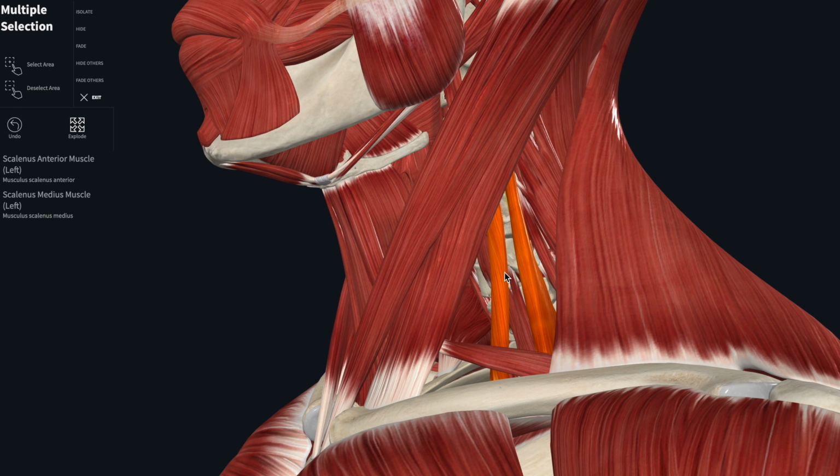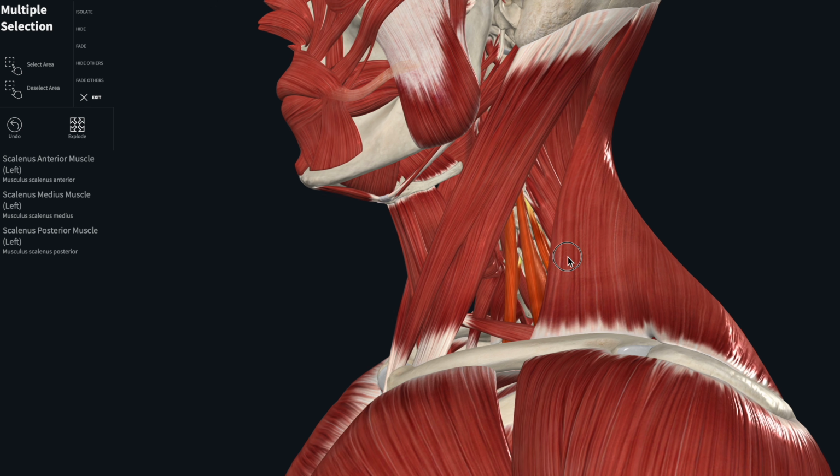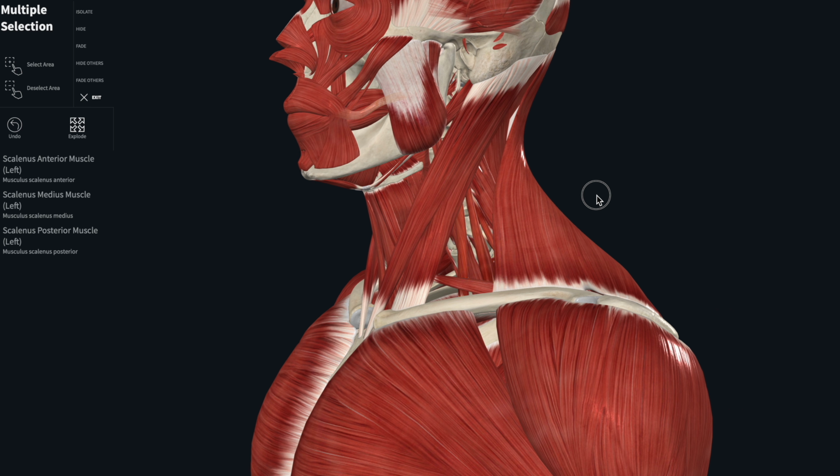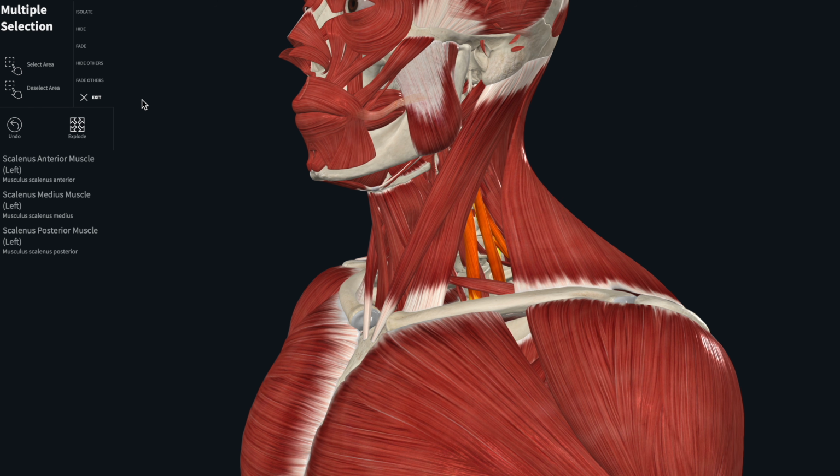So let's zoom in a little bit. And let's select the other ones. So we've got the anterior, you've got the middle, and we've got the posterior scalene right there. So literally these three strings of tissue are the scalenes, and these muscles tend to create a lot of tension around the neck.